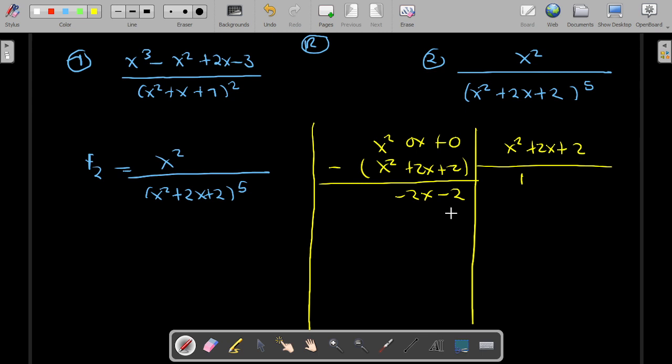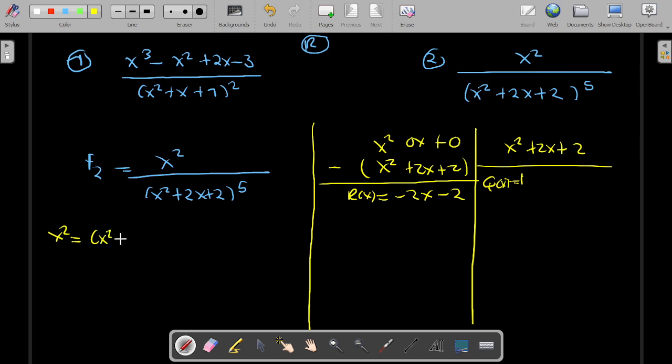Now the idea is that we want to continue dividing until we find a polynomial that has degree strictly less than the degree of the divisor. Now here we've arrived at that polynomial, so we cannot continue dividing. And so this is going to be our R of x, and then this is going to be our Q of x. And so we get that x squared can be written in the form.